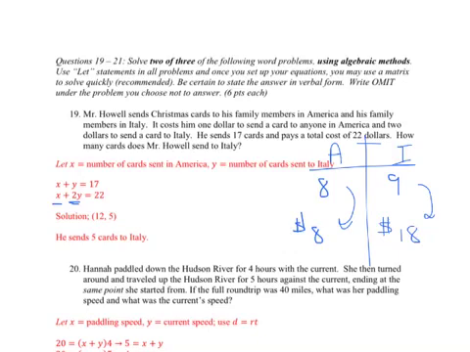Now, again, solve these using a matrix. You may use a matrix once you've set them up. So at this point, you solve this with a matrix, giving x equals 12 and y equals 5. Therefore, since y was the number of cards sent to Italy, he sends 5 cards to Italy.